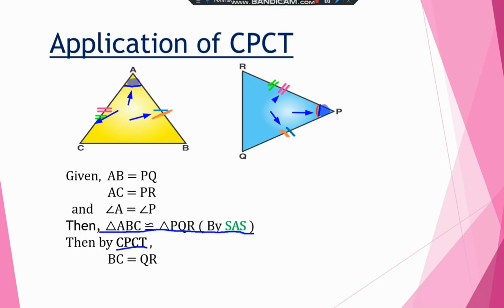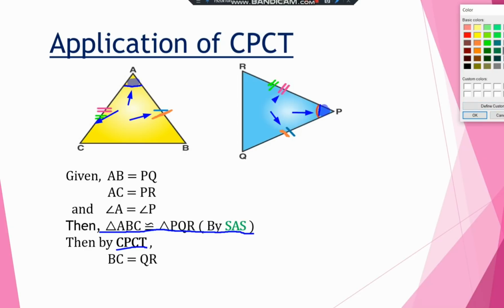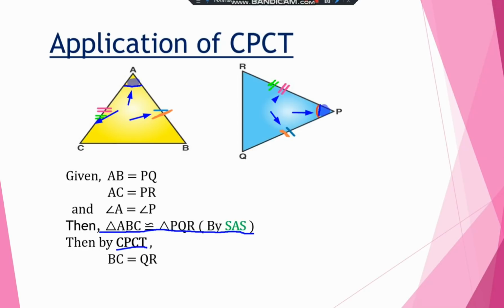This is already given. Now we are left with two angles. Now understand this very well. We are left with two angles: one is angle B, and another is angle C. In the other triangle two angles again are left, angle R and angle Q. Now you have to identify that angle B is equal to which angle of the other triangle and angle C is equal to which angle of the other triangle.